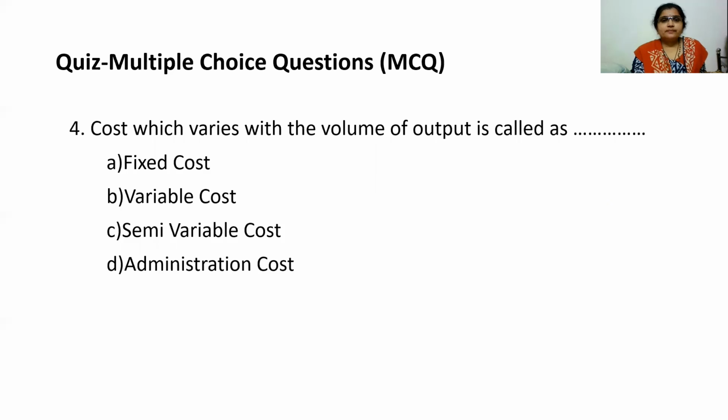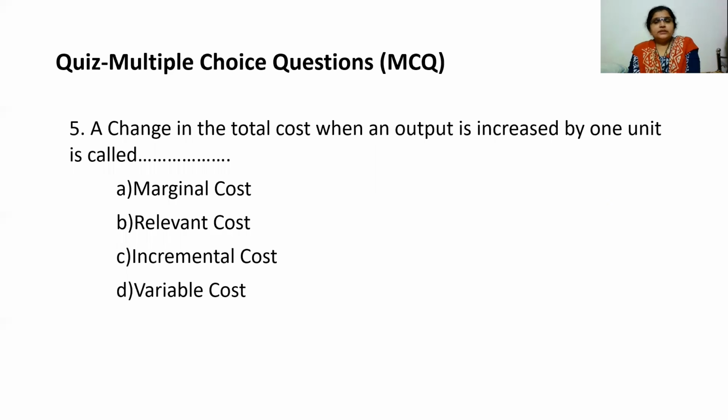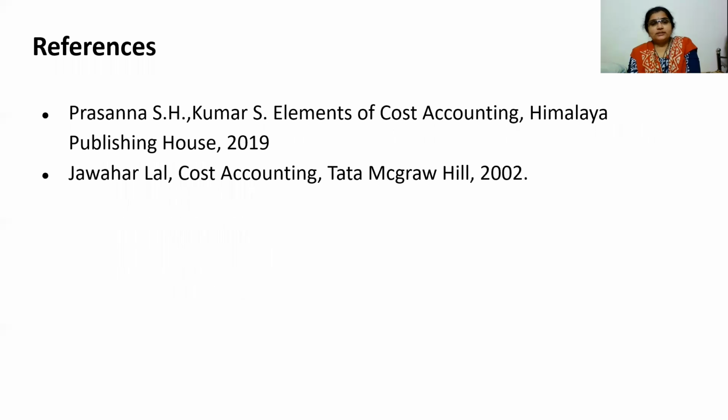The other question: cost which varies with the volume of output is called fixed cost, variable cost, semi-variable cost or administrative cost. It is called variable cost. The other question: a change in the total cost when output is increased by 1 unit is called marginal cost, relevant cost, incremental cost or variable cost. It is marginal cost.